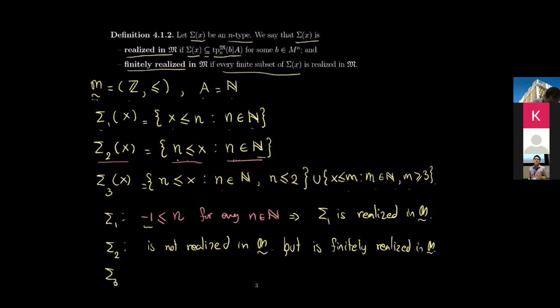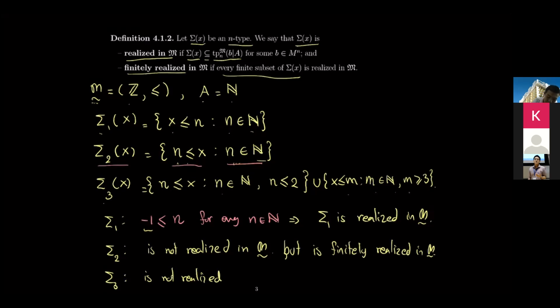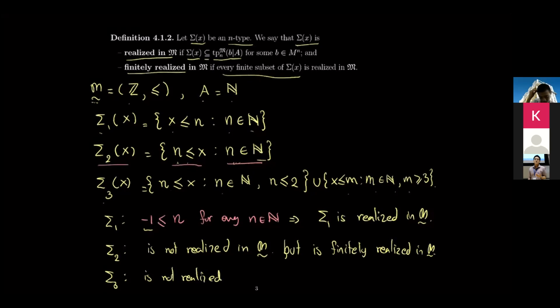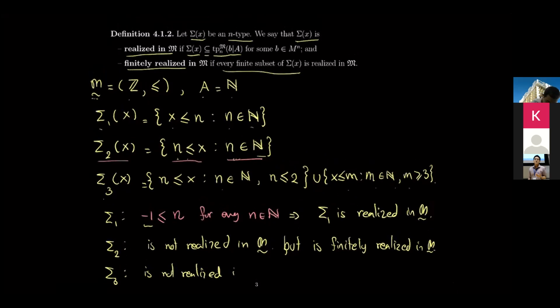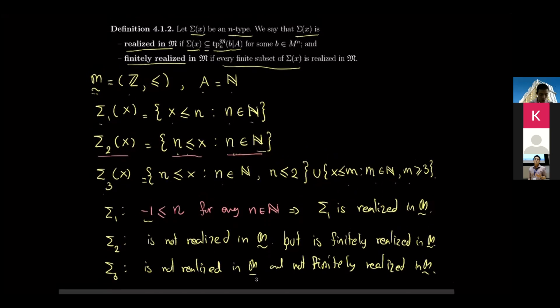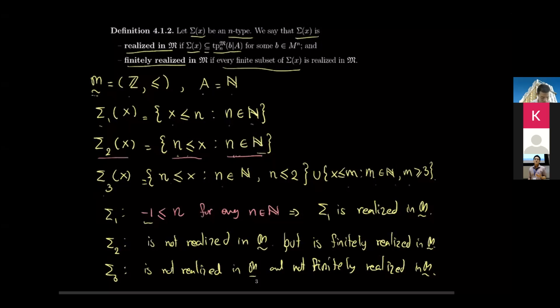And for sigma 3, you can see that this is not realized. It means that if there is an x that satisfies sigma 3, it must be something that is greater than or equal to 2, right? But less than or equal to 3. So this is not realized in M and not finitely realized as well. Okay, that's something that you get from those examples.